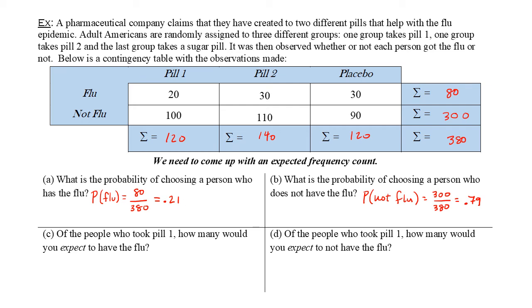Now, of the people who took pill 1, how many would you expect to have the flu? Okay, so what they're asking us here is, what should the expected value be in this entry here? Well, we got 20 that we observed, but if events A and B are independent, how many would we expect to have the flu?